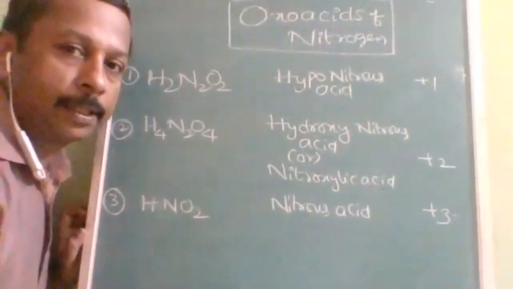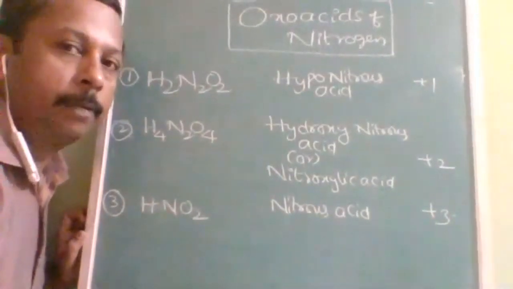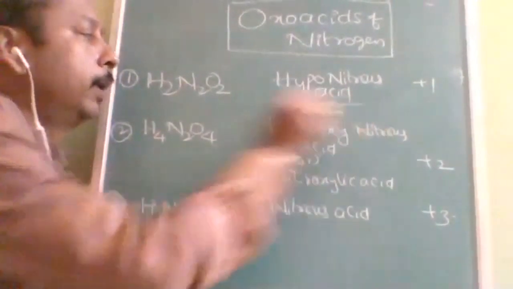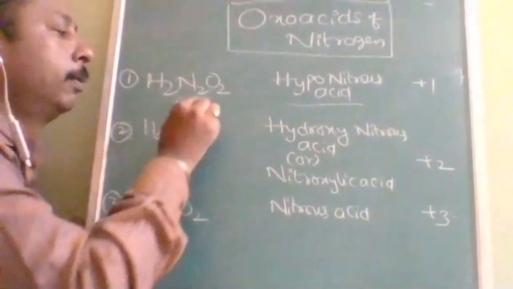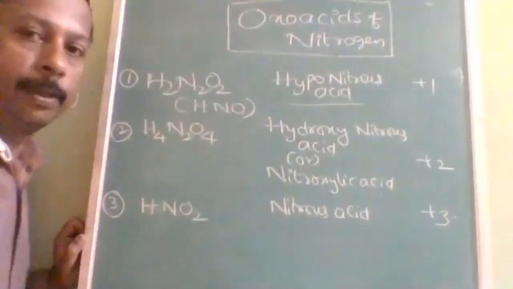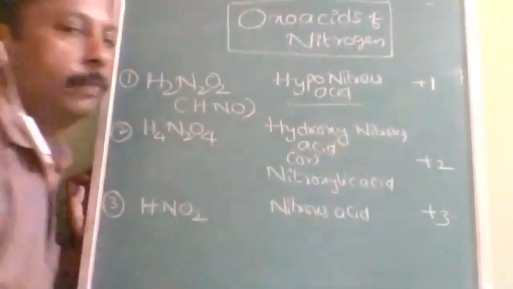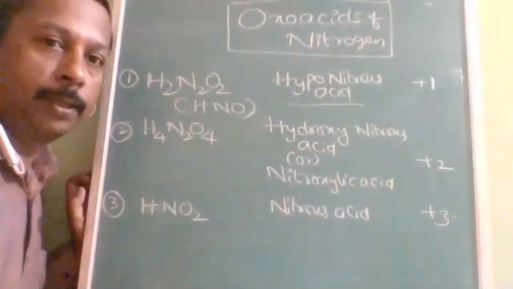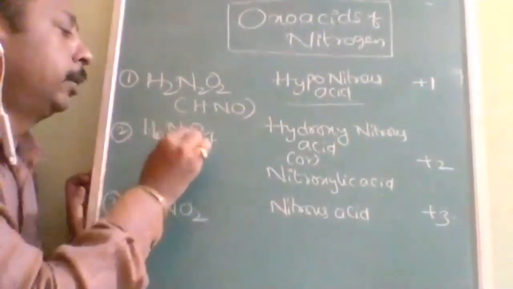First one is hyponitrous acid. The formula is H2N2O2, so the empirical formula is going to be HNO. And what is the oxidation number? It is +1.